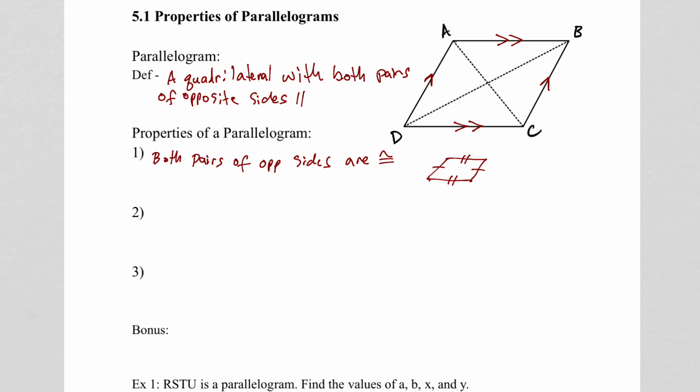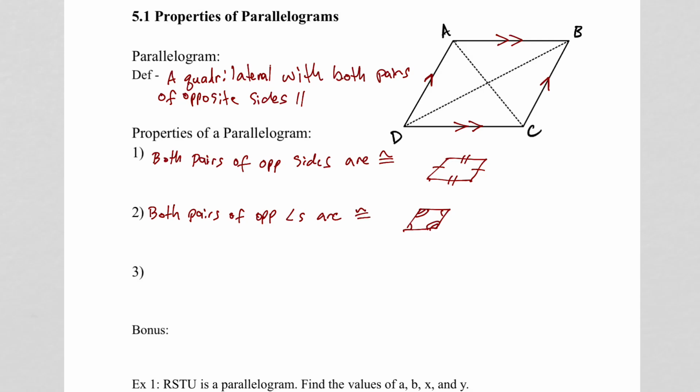It's also true that both pairs of opposite angles are congruent. And the way we show that is when you draw a parallelogram, we say this angle is the same as that, and this is the same as that.